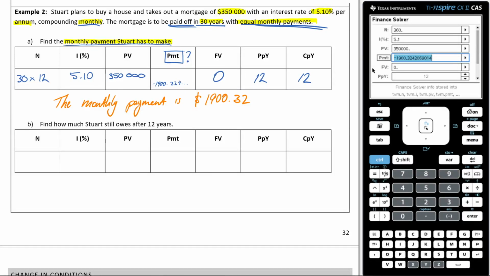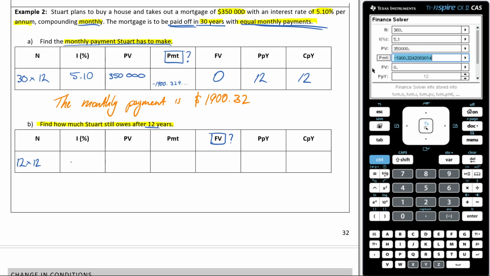All right, the next part of this question says, find how much Stuart still owes after 12 years. How much does he owe after 12 years? So what I want to figure out this time is, what is my future value going to be after 12 years?